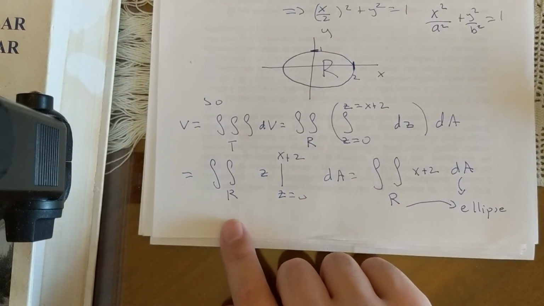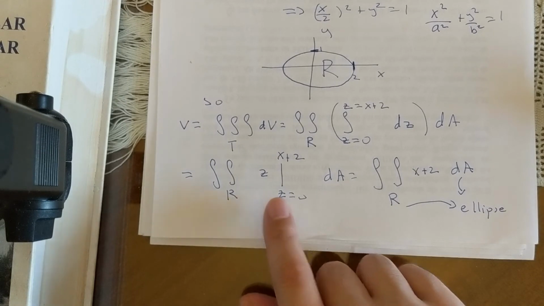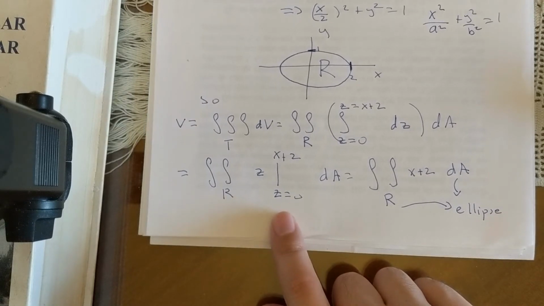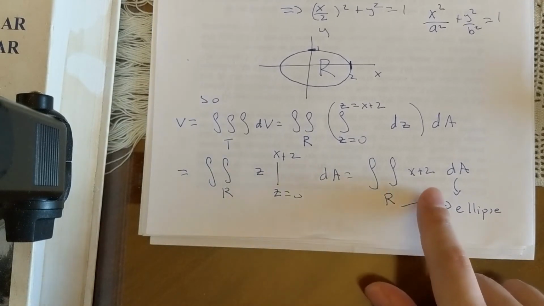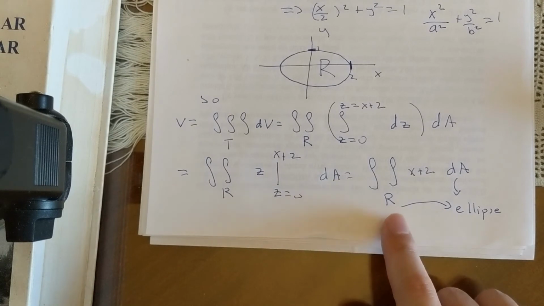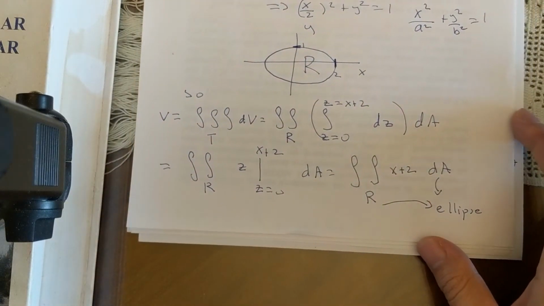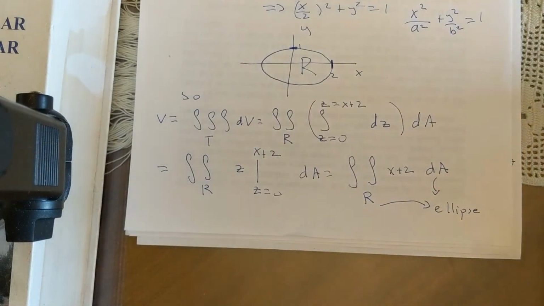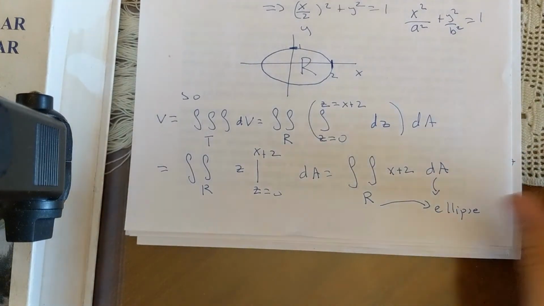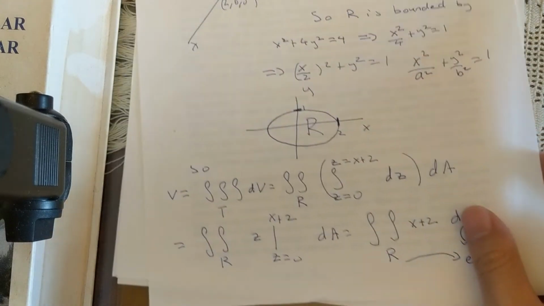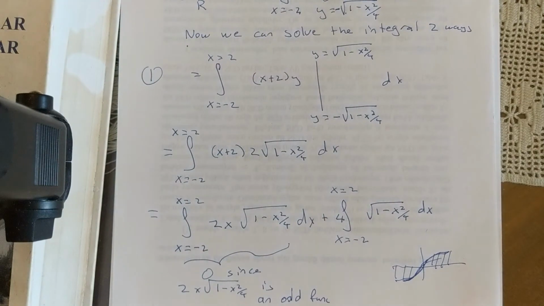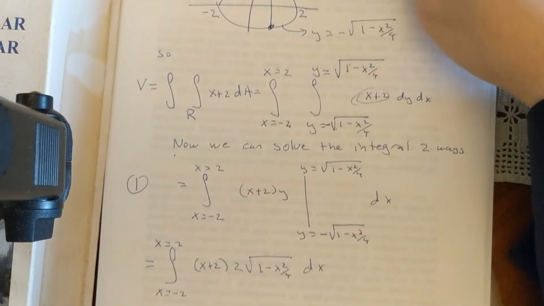So if we do that, the integral of dz is going to be z, from z equals 0 to x plus 2. And that's just, of course, x plus 2. So we have over the region of the ellipse just the function x plus 2. Now that looks like an innocent integral. It really is not. It's going to be a little exciting.